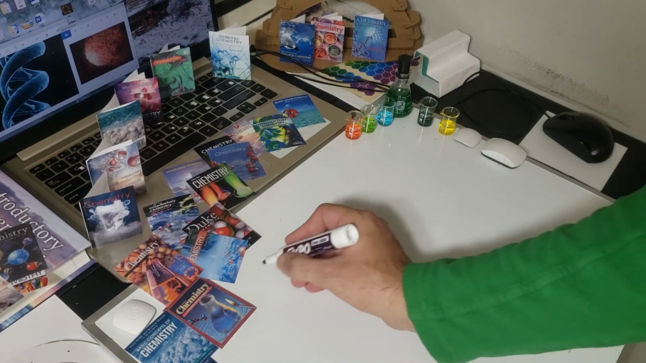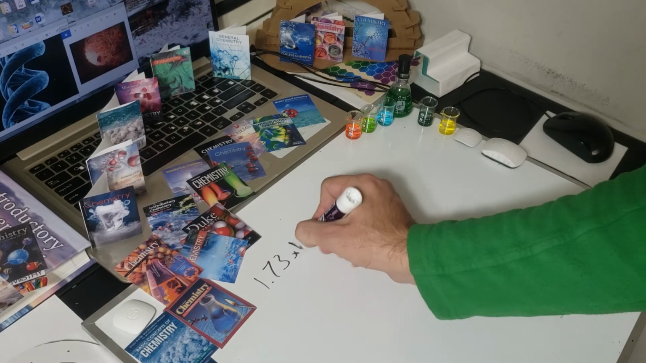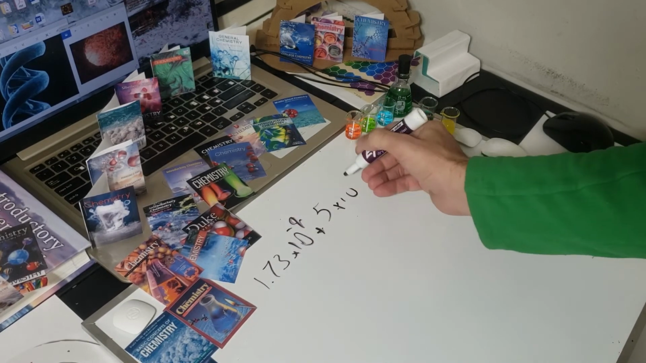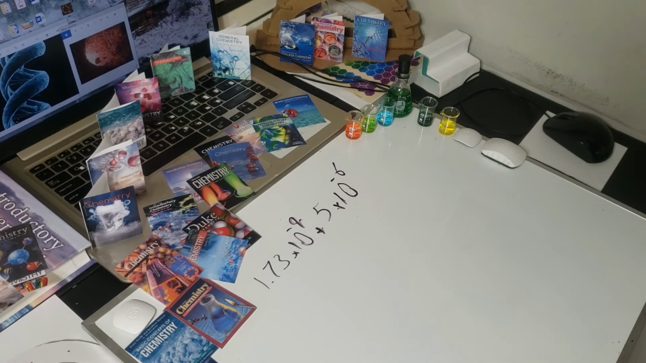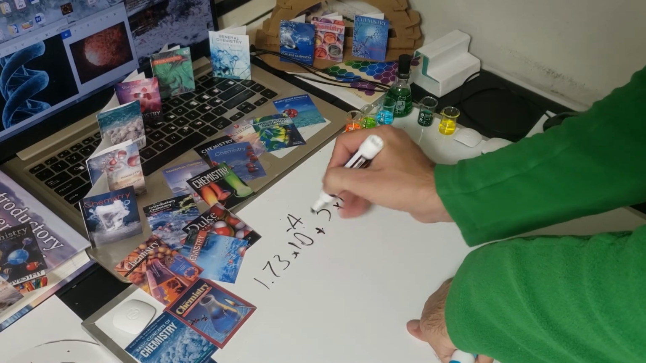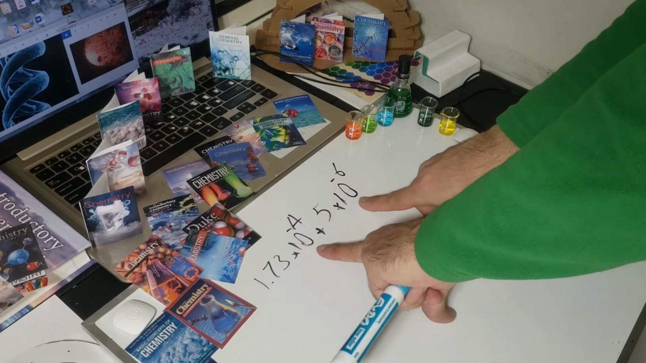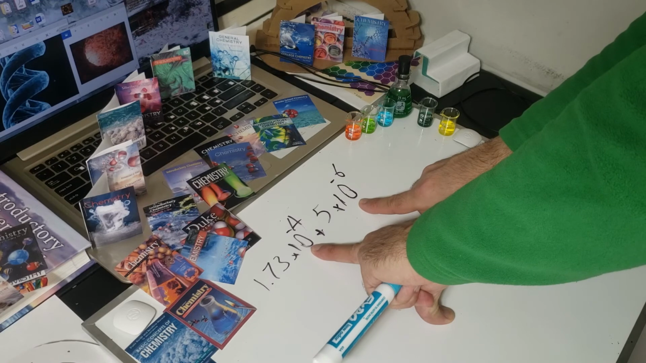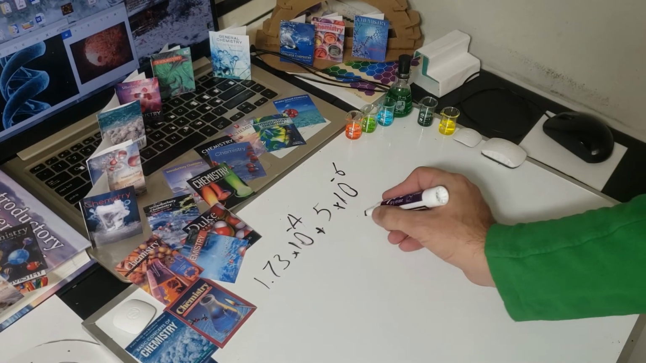So let's say what we do if we have 1.73 times 10 to the minus 4 plus 5 times 10 to the negative 6. I'm going to do this in two ways. The first, I'm going to actually make the first, and you don't need to do that. I'm just going to show you that it's possible in two ways. The powers here, the tens power, are not equal, so I'm going to make this one equal to minus 6 or make this one equal to minus 4. Let's first do the first one.